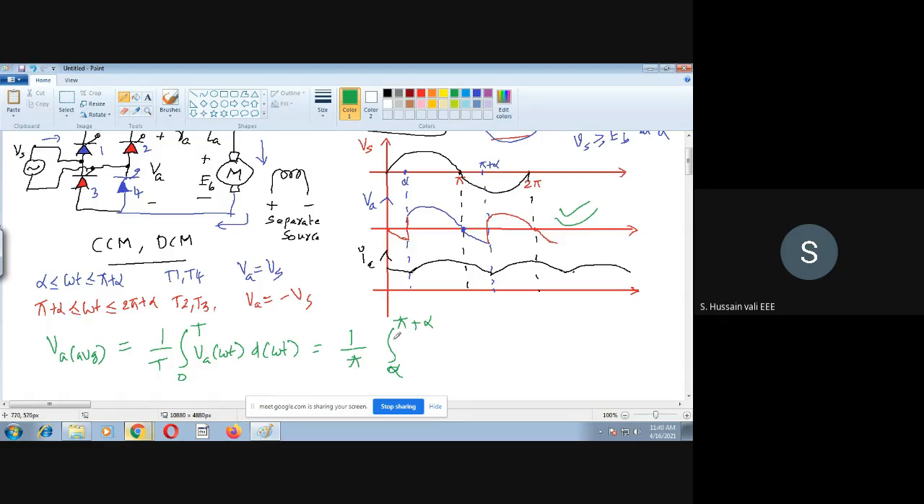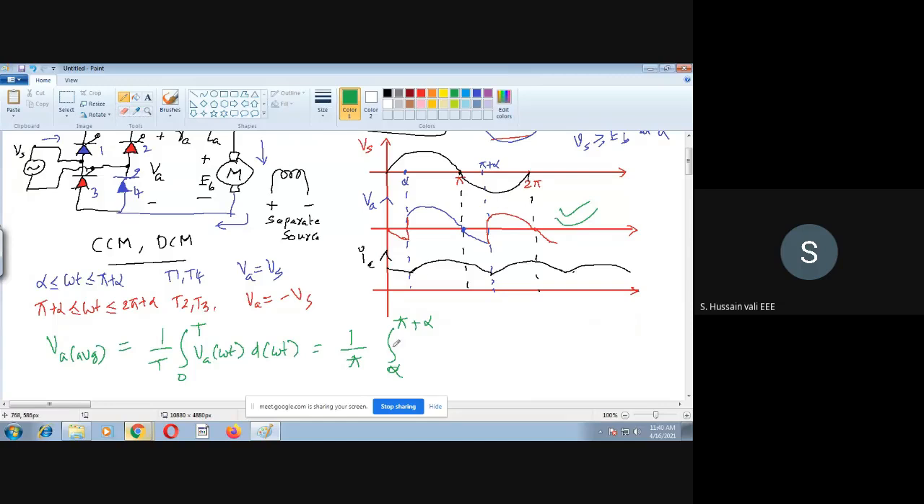So we have to take those limits only for the integration, not from 0 to pi, because if you take 0 to pi, you will get confused here. There is a red color part. The red color part means thyristors 2 and 3 are conducting, whereas the blue color part is thyristors 1 and 4 conducting. So it's better we take only one set, the entire blue color or the entire red color. If you take the entire blue color, it is alpha to pi plus alpha. If you take the entire red color, it is pi plus alpha to 2 pi plus alpha. So I have taken blue color here, so it is alpha to pi plus alpha.